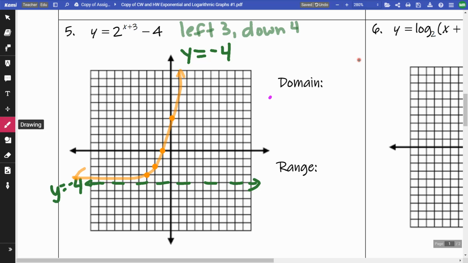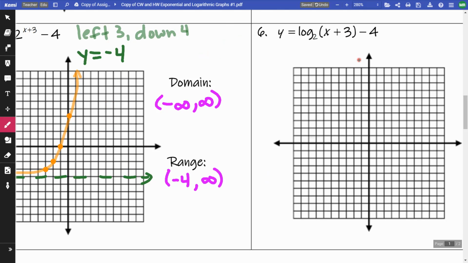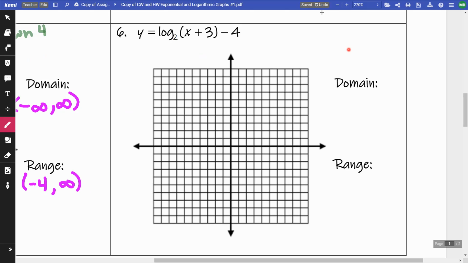My domain is negative infinity to infinity. My range is from my asymptote, which is at -4, up. On number 6. So when we're doing something like this, I want to ask what makes this 0? Well, what makes that 0 is a -3. So I'm going to have an asymptote at x equals -3.